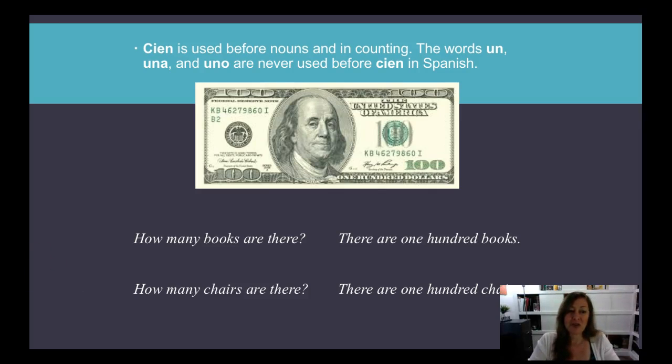How many and how much we have seen, and it's cuántos. So how many books are there? ¿Cuántos libros hay? Una pregunta. We're going to say there are 100 books. Hay 100 libros. You see how we don't need the un or the uno? It's just 100. Hay 100 libros.